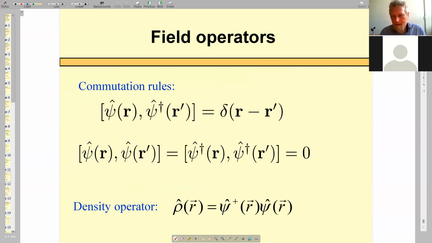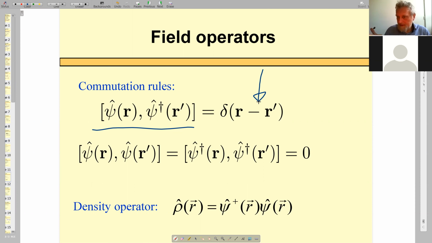Let me derive commutation rules for these field operators. Since they're made from the set of creation and annihilation operators, and one knows commutation rules for those, one can compute them directly. Let me just give you the result, because it's also logical. So these operators commute in different parts of the space, but they have a commutator which is a delta function. So it blows up if these two coordinates are the same, right?